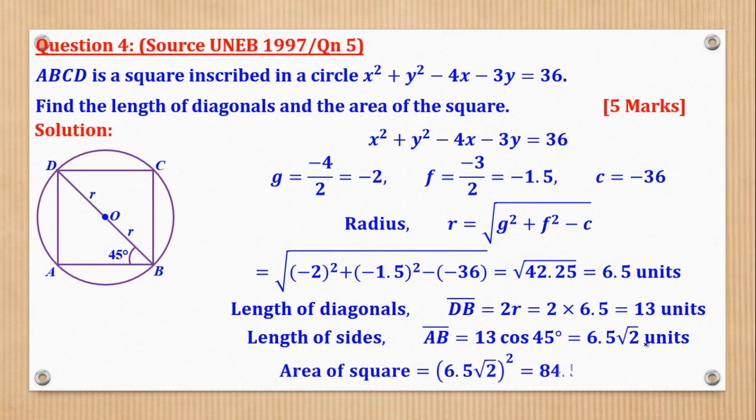Then they also wanted the area of the square. Area of the square is the length of one side squared. So you come up with 84.5 square units. And basically that is what they wanted.